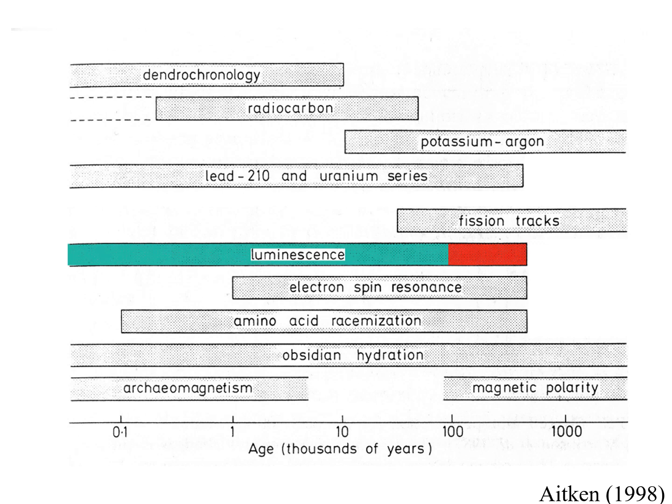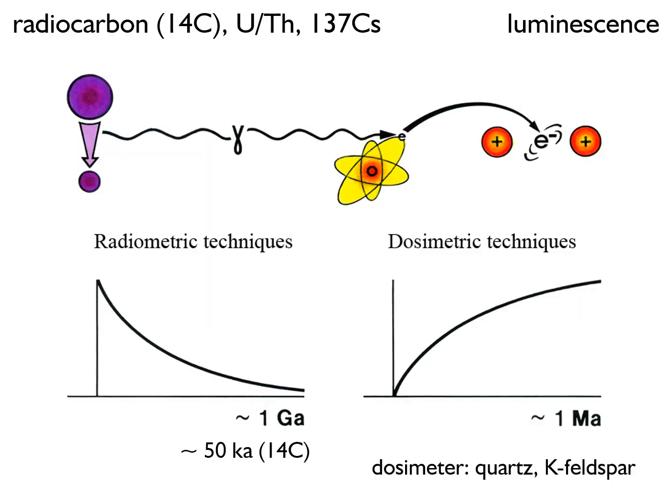Luminescence is a dating technique, one among several. And I'm sorry if your favorite technique is not shown here. It is a dosimetric dating technique. By dosimeter, we mean that a mineral such as quartz can absorb radiation that is present in the environment.